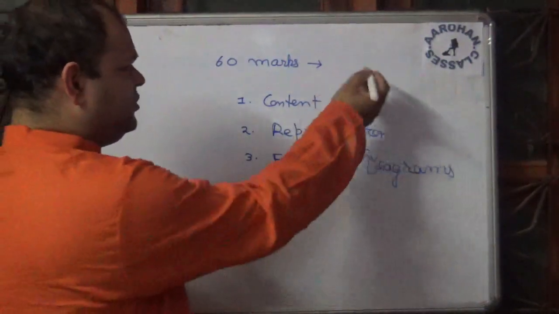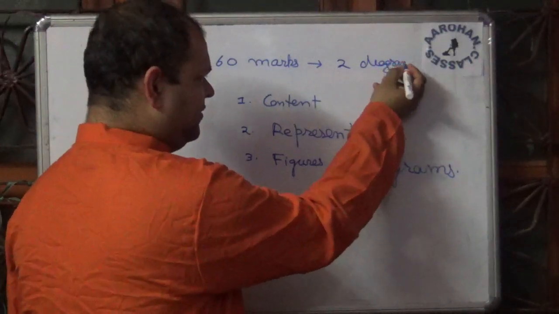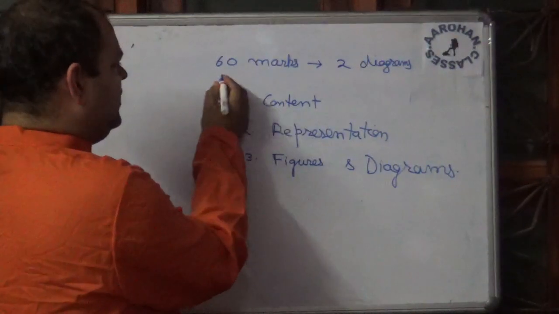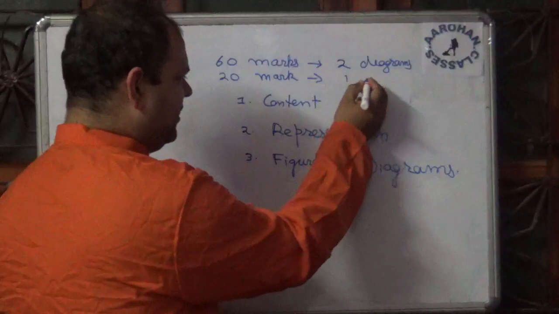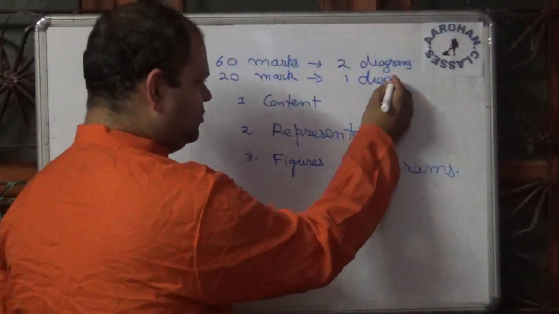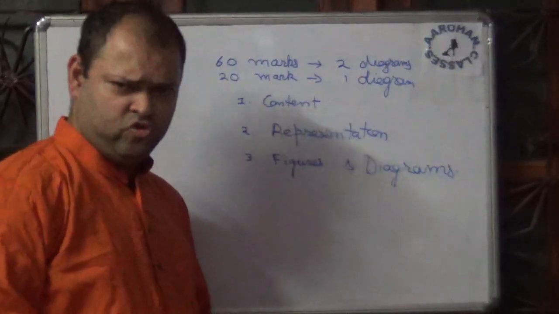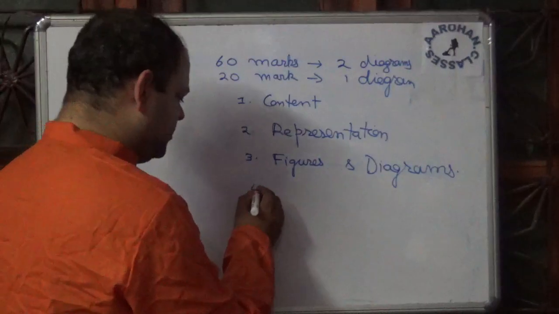A 60-mark question should have at least 2 diagrams. If it's more than 2, it is good. A 30-mark question or anything like a 20-mark question should have at least 1 diagram. So a diagram is a must for optionals, even for GS also. If you have the time, you should go for it. Then examples or illustrations.